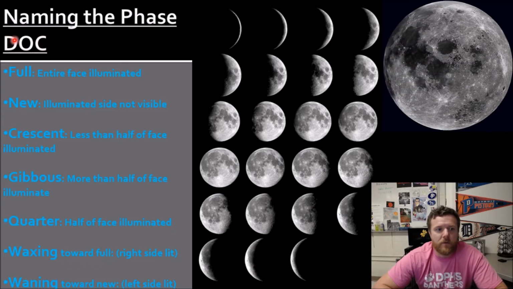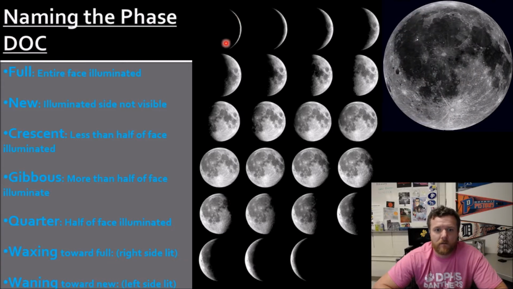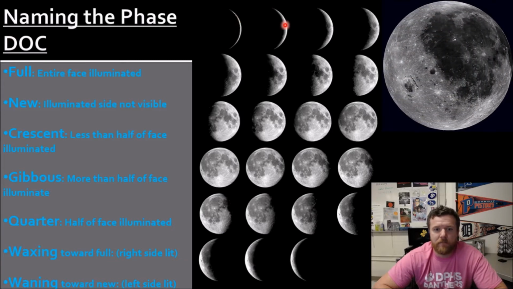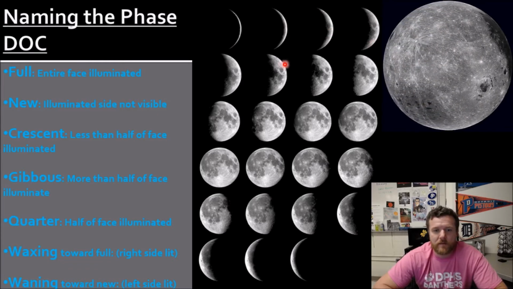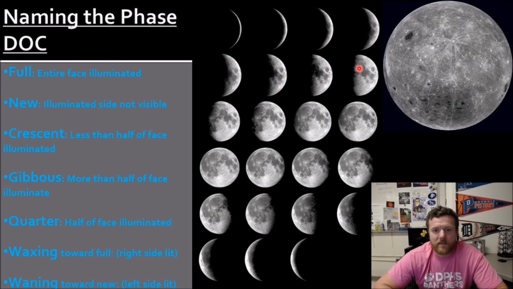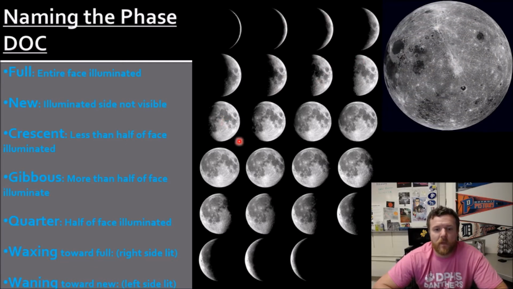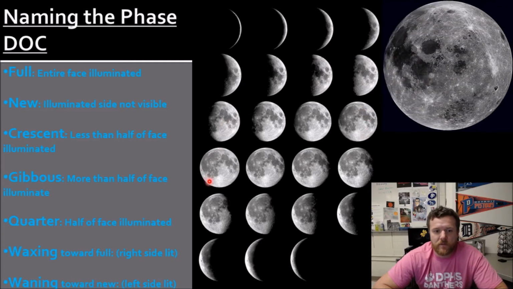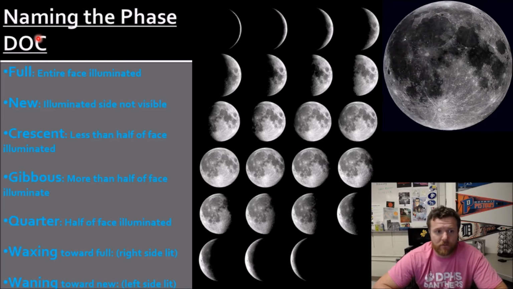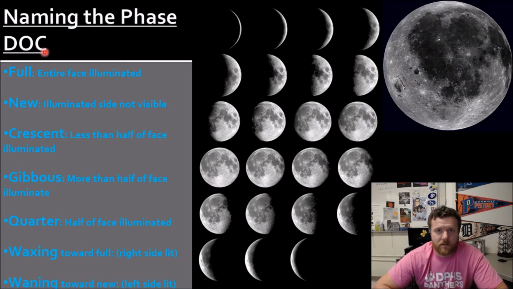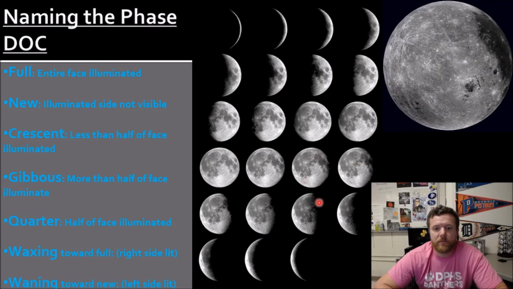So if the moon looks like the curve of the letter D, well, that means that it is getting bigger. It's the beginning of the moon cycle. So that's going to be a waxing crescent or a waxing gibbous. Then it gets to the full moon, which is right here. And then after the full moon, it's going to start to look like the letter C, where you see the left side of the moon.